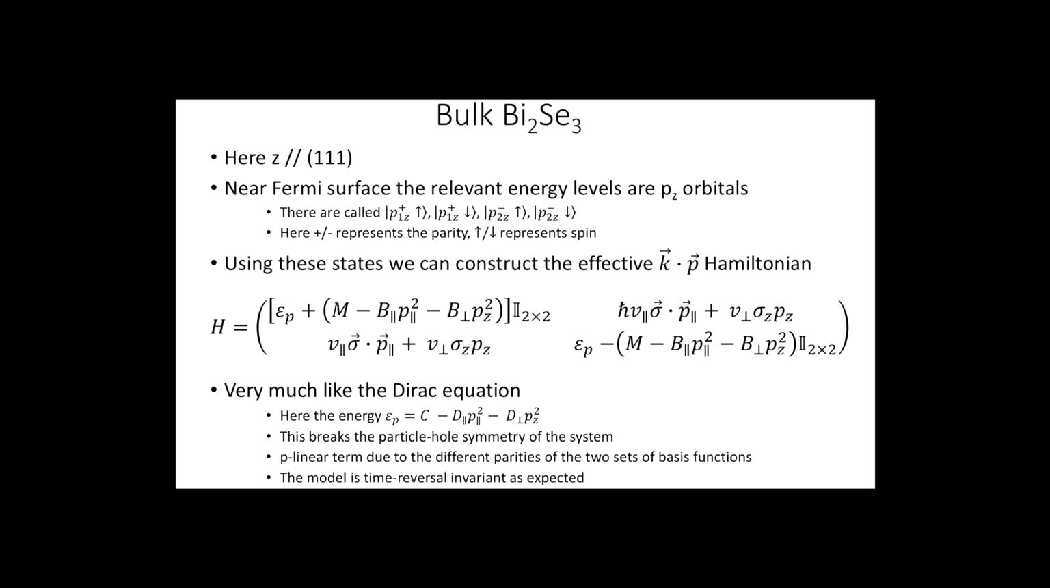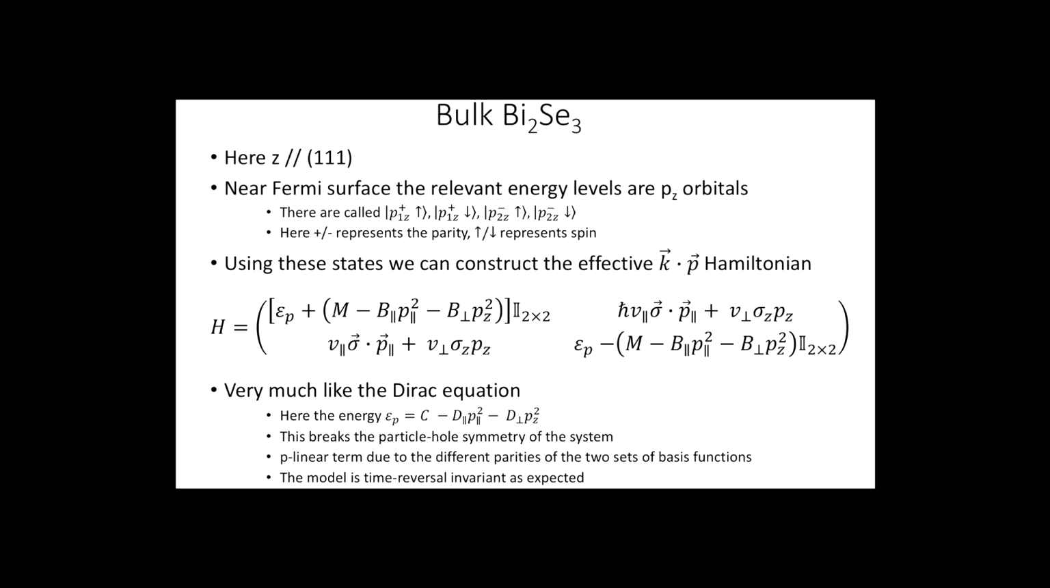So I'll give you the model now. I just want to point out that even though this is not always written in the specialized literature, the Z direction here corresponds to the 111 axis of the crystal. So it's not one of the main crystal axes, 100, 010, or 001. So the PZ orbitals that we want to worry about are called P1Z plus.